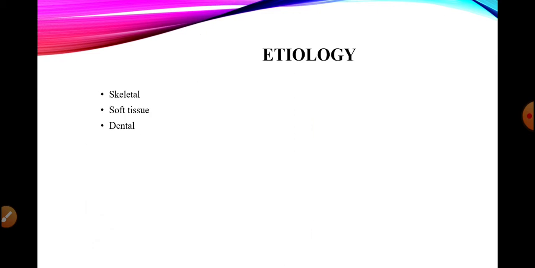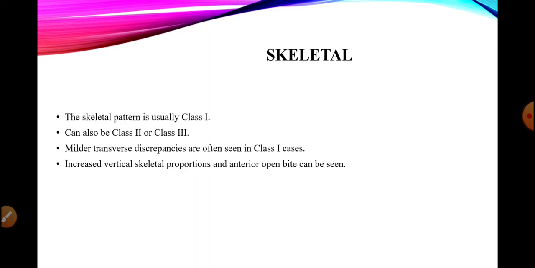Now I'll be talking about the etiology of class 1 malocclusion. Usually we divide the etiology into three parts, that is the skeletal part, the soft tissue part, and the dental part. And majorly the dental factors are the factors involved in the etiology of a class 1 malocclusion, and least likely to be involved are the skeletal and the soft tissue factors. So majorly the factors that contribute towards class 1 malocclusion are the dental factors. I'll be discussing them one by one.